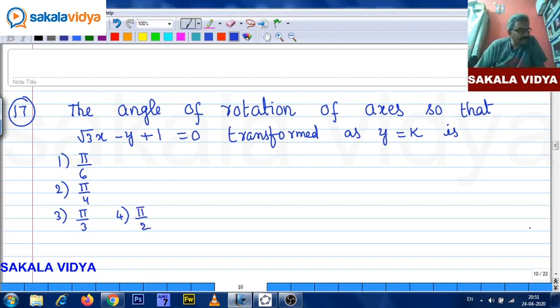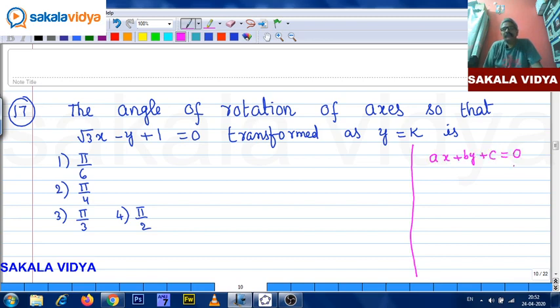So that means the angle of rotation of axis so that the x term will be eliminated from root 3x minus y plus 1 is equal to 0, then what is the angle of rotation? As it is put in the form of y is equal to k means the x term has been eliminated. We have already discussed one shortcut. For example, if ax plus by plus c is equal to 0 is transformed to y is equal to k, the angle of rotation theta is equal to tan inverse of minus a by b.